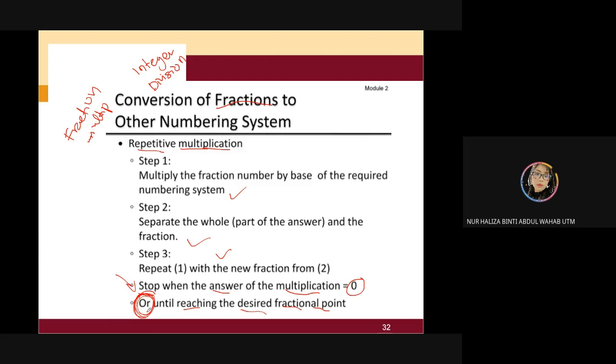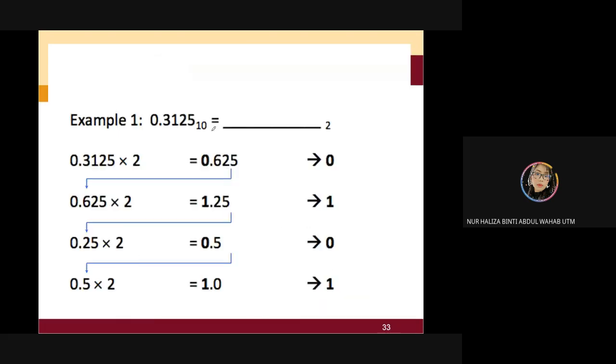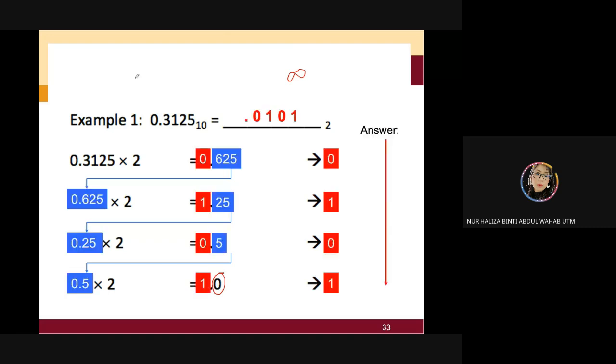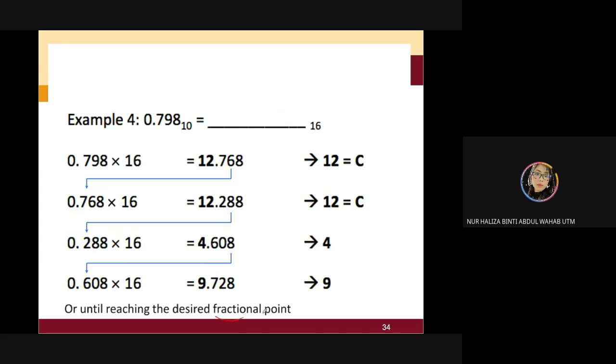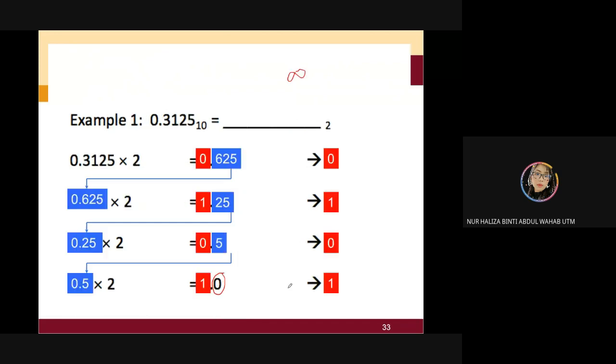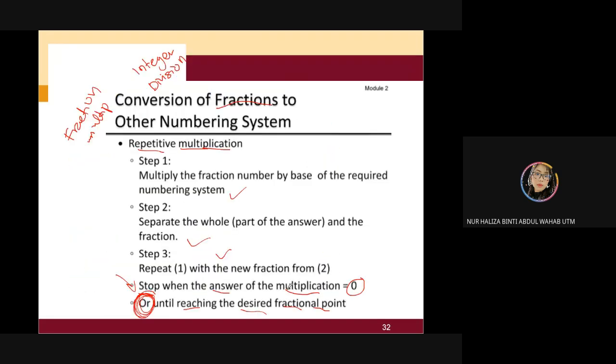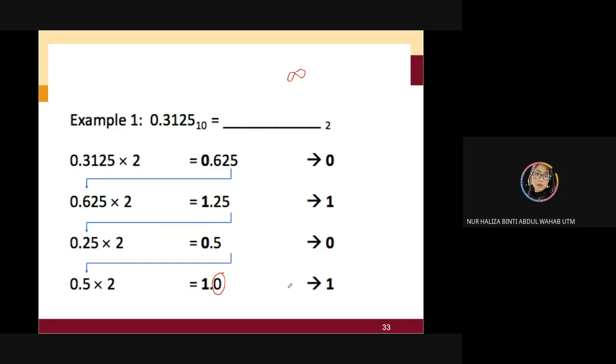Why is there this thing? Because sometimes when you multiply, it's not going to stop. It's not going to stop. You're going to get numbers until like infinity. So that's why in a question, it also will provide you with this fraction point. What is the meaning of fraction point? Later on we will see. So for the first example over here, it will reach 0.